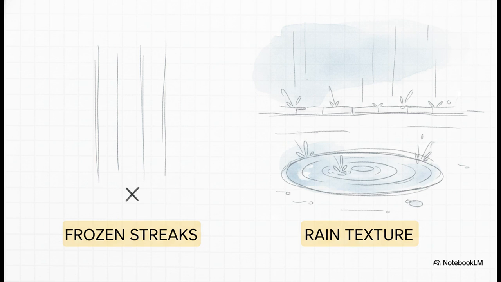Do not, I repeat, do not prompt for rain streaks, because in current video models, those streaks almost always render as these weird, frozen, static lines just hovering in midair. It completely ruins the shot. Instead, prompt for rain texture on the ground or raindrops on the roof. It gives you that exact same moody, wet atmosphere, but entirely avoids those unnatural, frozen artifacts.